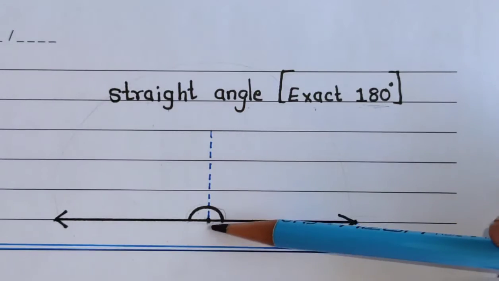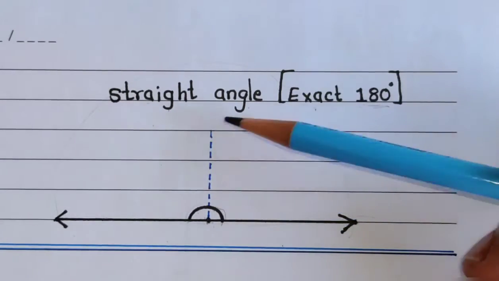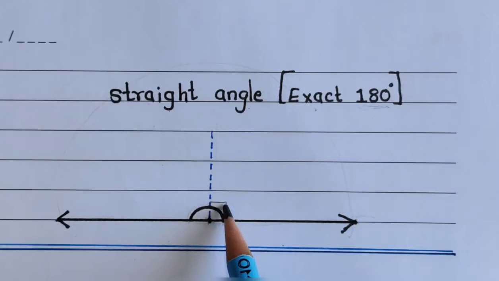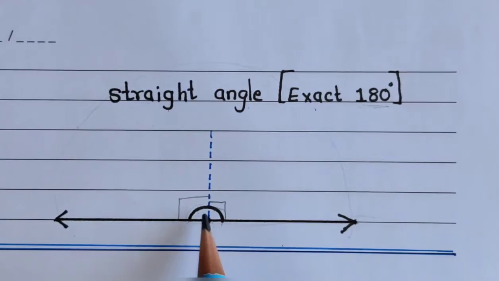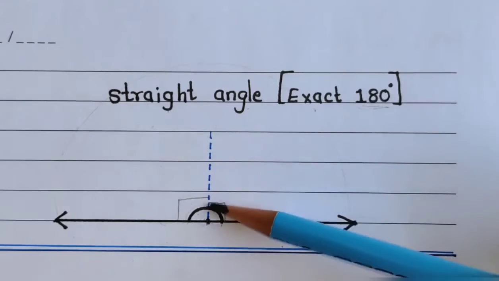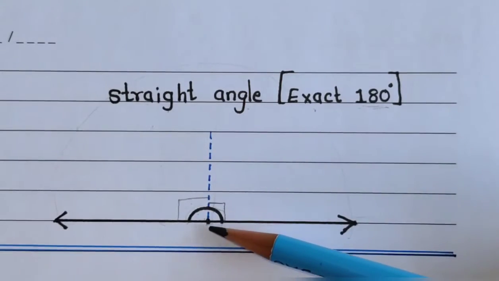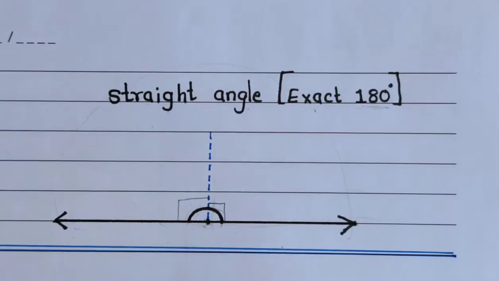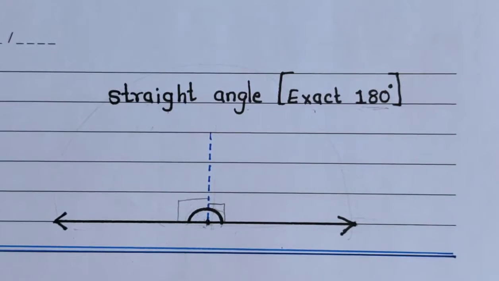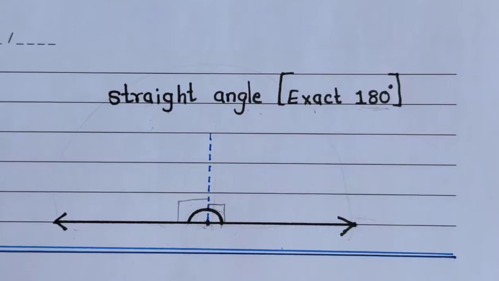You can see that this imaginary line is exactly forming a 90-degree angle here and a 90-degree angle here also. So together 90 plus 90 is a total of 180. So this comes exactly in between the given angle, and the angle's arms are forming one straight line, and so this angle is called a straight angle. What is next? Let us see.